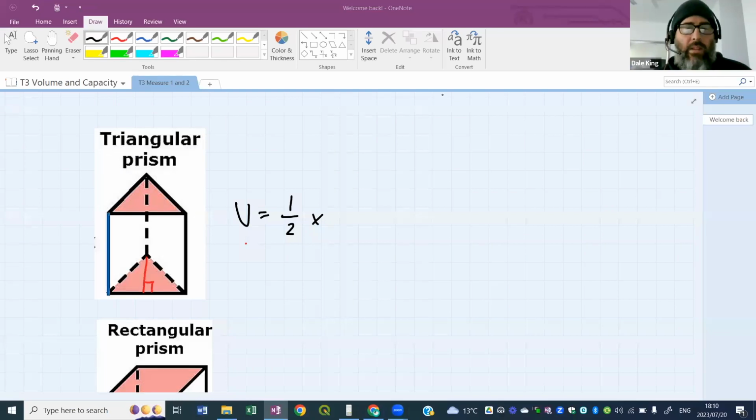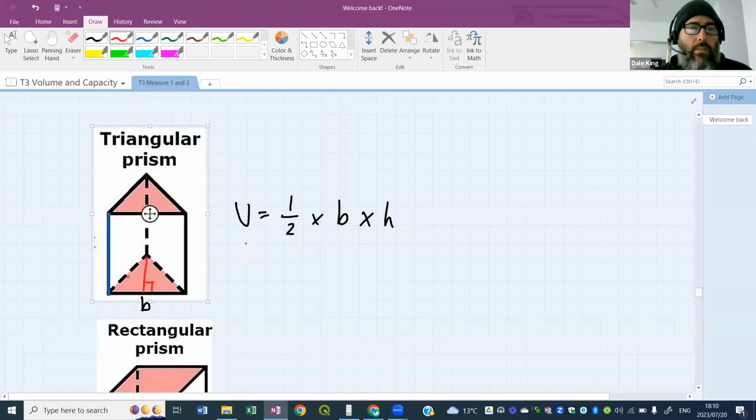I think it's 1/2 times base times height. All right, I'll say B for base and H for height. Okay, now hold on, don't go anywhere. I'm going to put those letters onto my diagram. So on my diagram, are you happy that I put my base letter over here? And then the height, I'm going to have to squash it in, but that'll be my height there. Good. Okay, you happy with that?